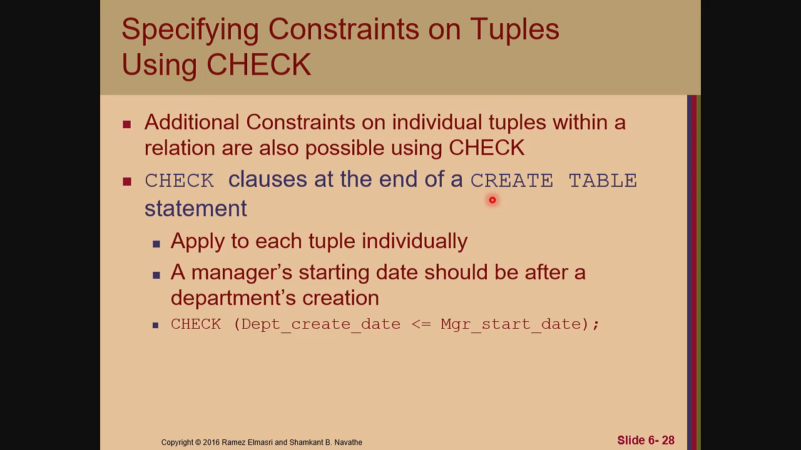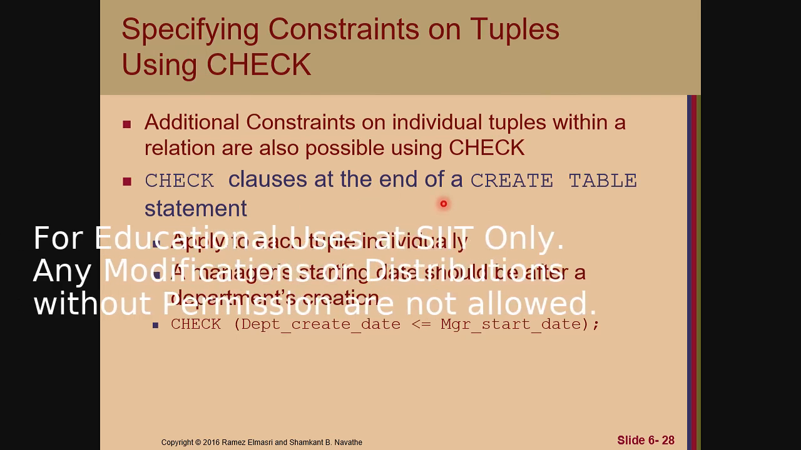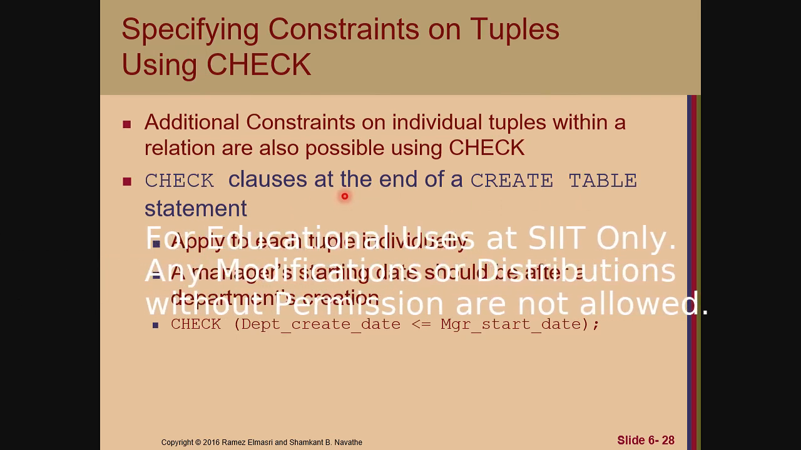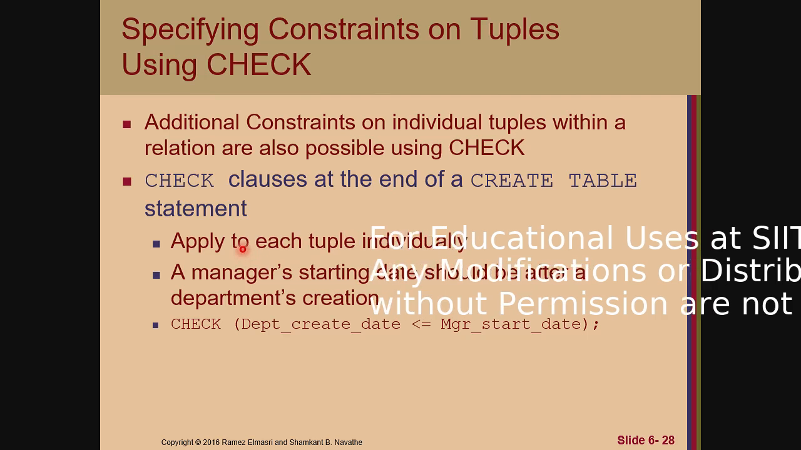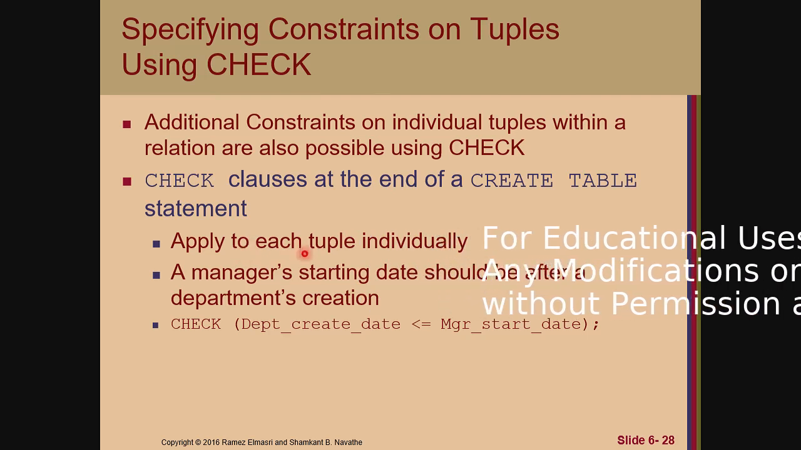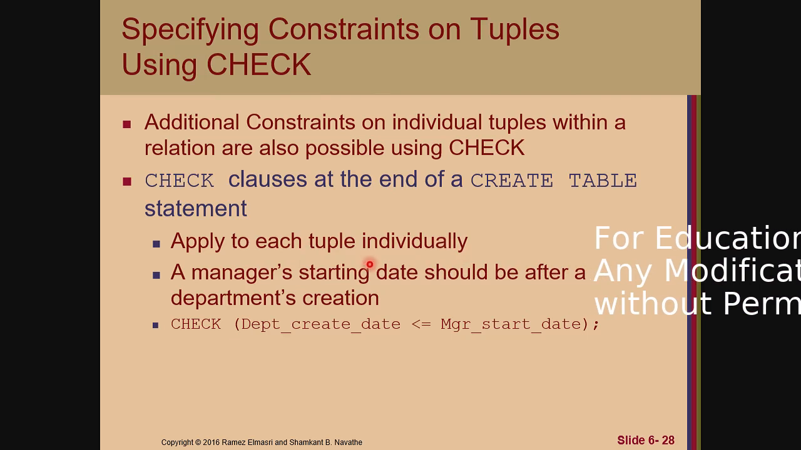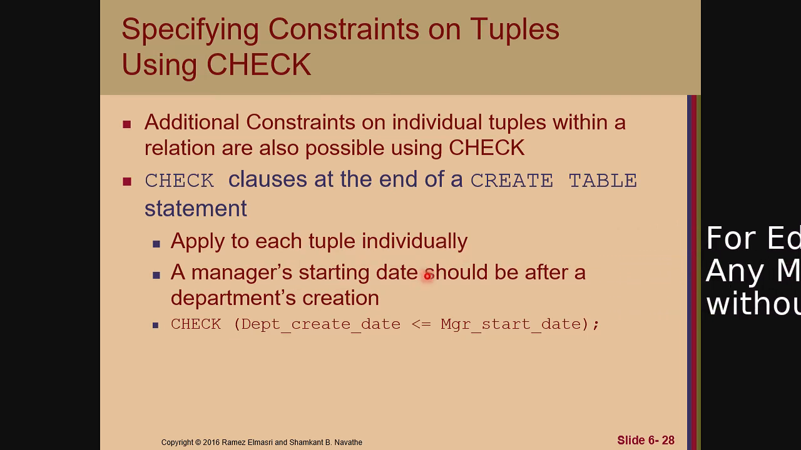The other one is tuple constraints using CHECK. Additional constraints on individual tuples, individual rows, within a relation are also possible using CHECK, like a CHECK clause at the end of the CREATE TABLE statement. When you have the CREATE TABLE, you can add the check at the end. It applies to each tuple individually, for each tuple in the table, for example the manager starting date. A manager starting date should be after department creation.